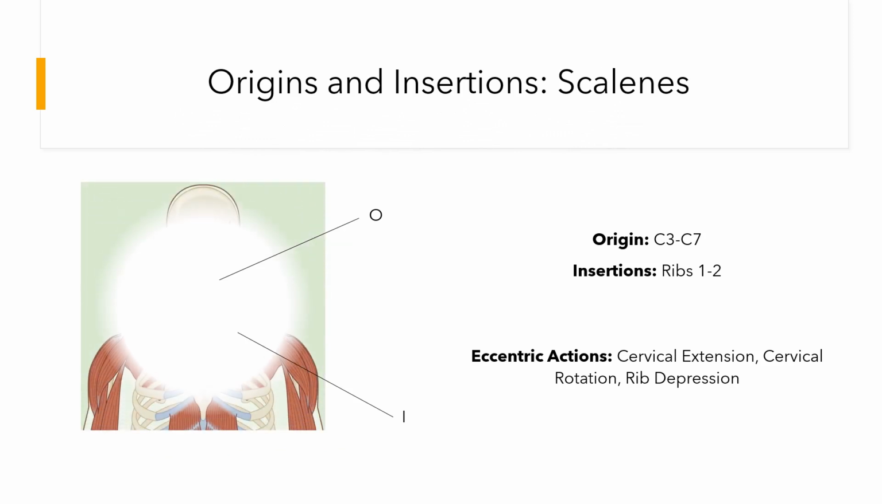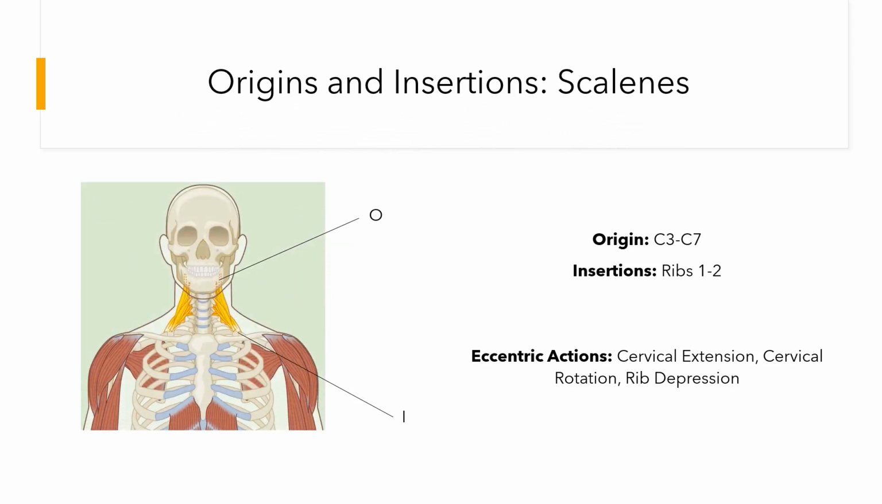Then we've got the scalenes, originate in C3 to C7, insert in ribs 1 to 2. Allows for cervical flexion, cervical rotation, elevation of the ribs. Slightly different role, or an extra role involved there. Eccentrically, you're going to get extension and cervical rotation the opposite way. And if you're going to get elevation of the ribs concentrically, you're going to get depression of the ribs eccentrically. So if this muscle gets tight, it can compress your breathing.